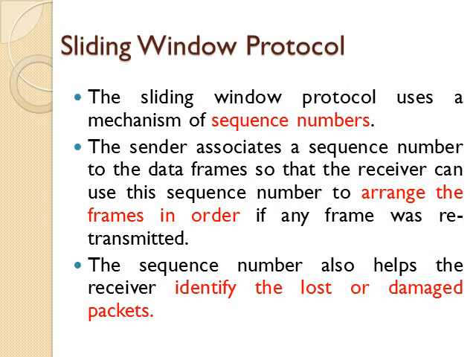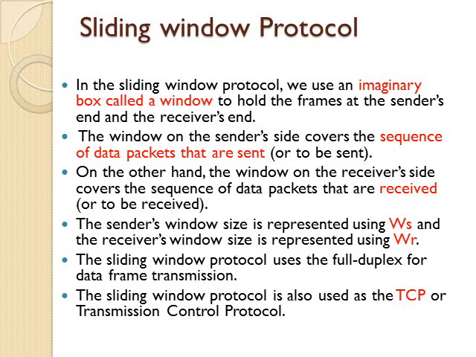The sliding window protocol uses the mechanism of sequence number to arrange the frames in order if the frame was retransmitted. The sequence number also helps the receiver to identify the lost or damaged packet.